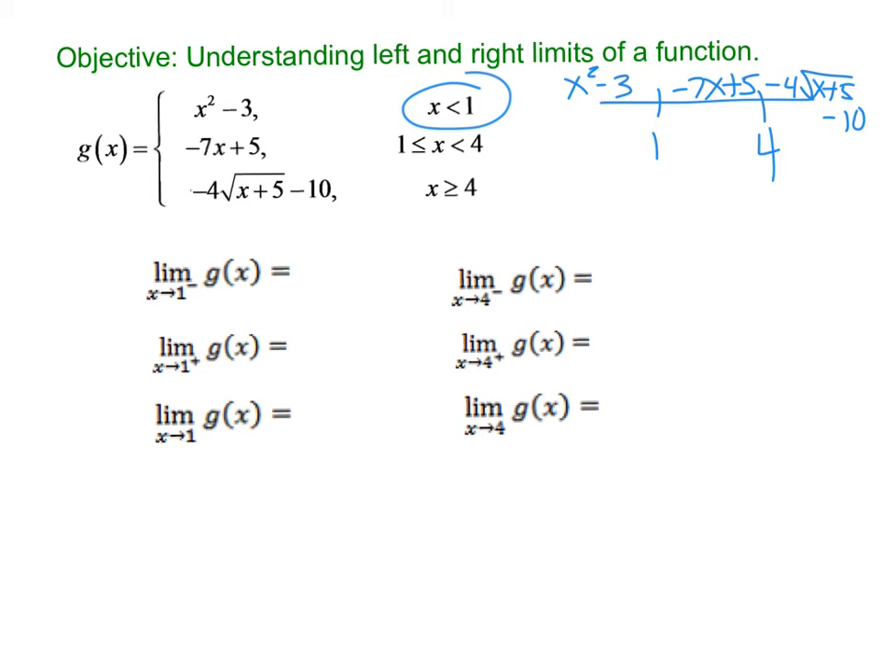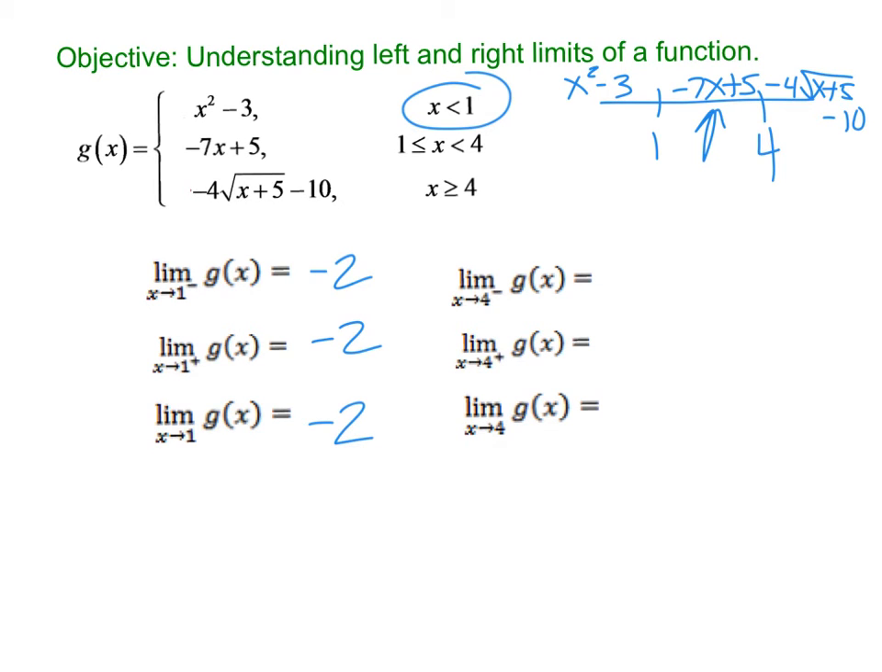So left of 1, we're going to plug in 1, and what do we get? 1 minus 3 is -2. To the right of 1, so now we're going to plug in the 1 into the -7x plus 5. So what do we get there? That's -2. Which means, what's the limit? -2. Perfect. All right, now try 4.